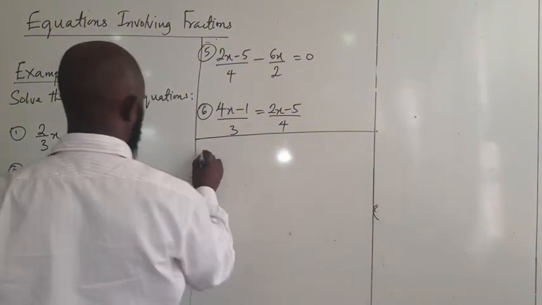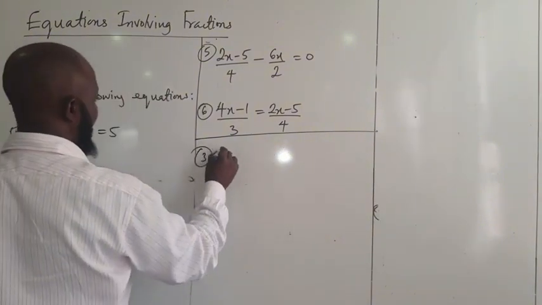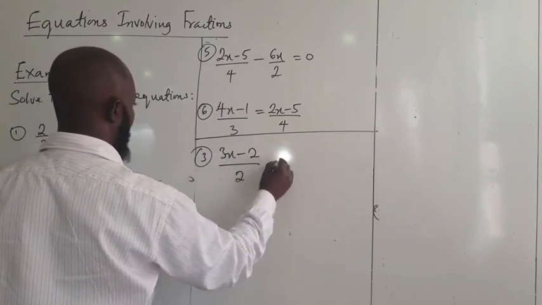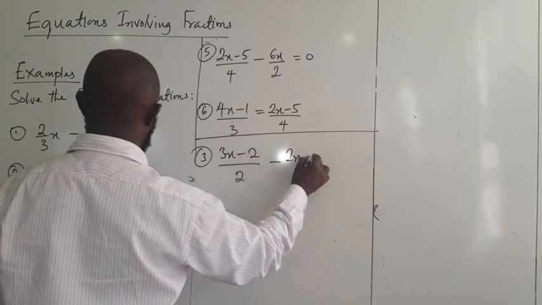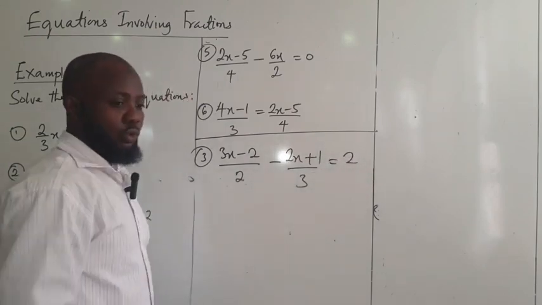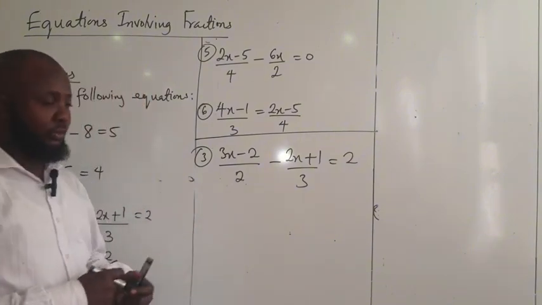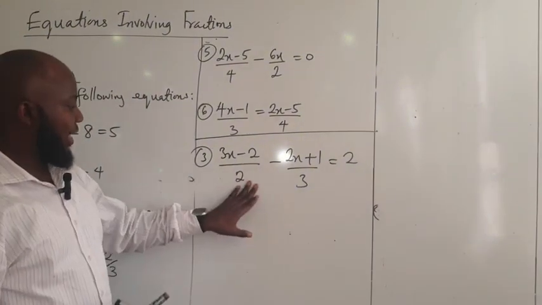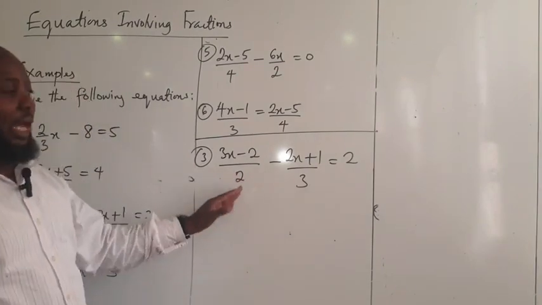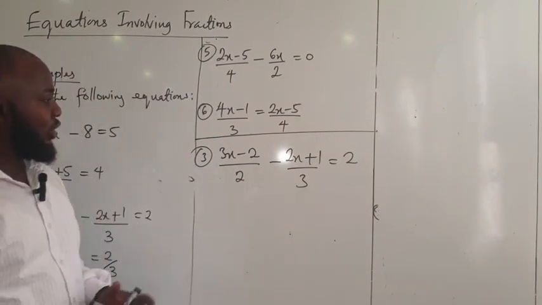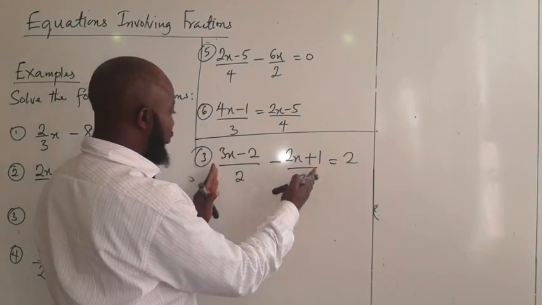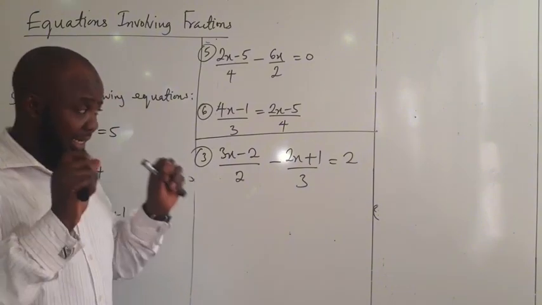For question 3, we have 3x minus 2 divided by 2 minus 2x plus 1 divided by 3, everything equals to 2. So you can see this one, we have two fractions here. The denominators are whole numbers. So what we are going to do, we're going to simplify it. We're going to make these two fractions a single fraction. That will be the first thing.